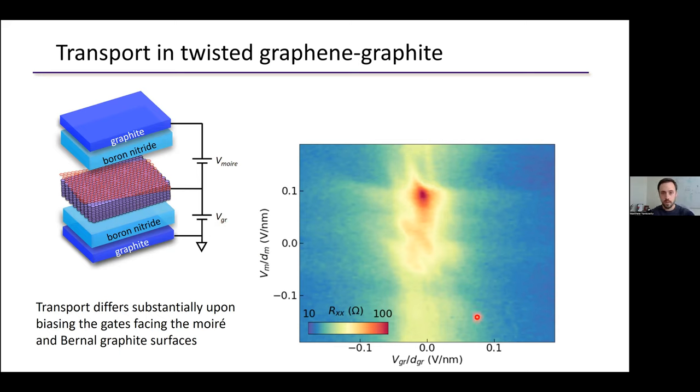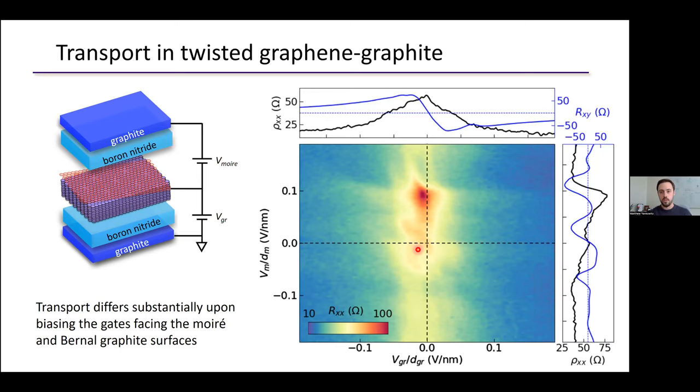This is a sample with a twist angle of 0.84 degrees and 10 layers of graphite. So it's one monolayer twisted on top of 10 layers of graphite. And immediately we can see that the transport differs substantially now depending on which gate we tune. If I take my cut, sweeping the graphite gate with the Moire gate grounded, we see a single resistance bump, more or less characteristic of graphite.